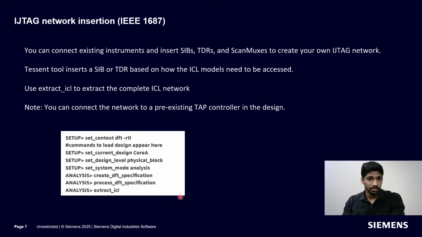This white box is the example steps on how you can get the ICL file. You set up the context, you set the current design, you set the design level to physical block, sub block or top, that's chip top, and then you do set system mode analysis, that is you change the mode from setup to analysis. Here the check design rules is triggered. You create the DFT specification, process the DFT specification and then extract the ICL. You'll learn more about create DFT specification and process DFT specification in coming slides.